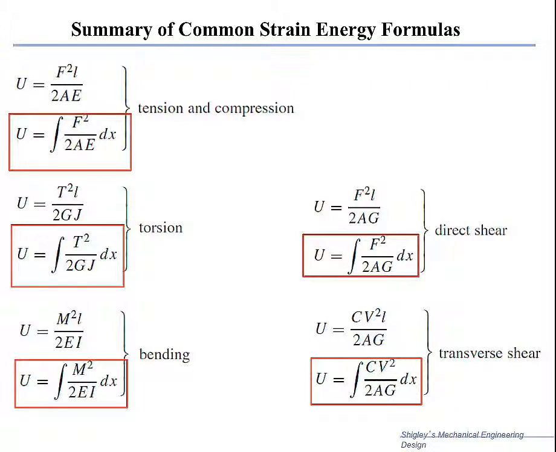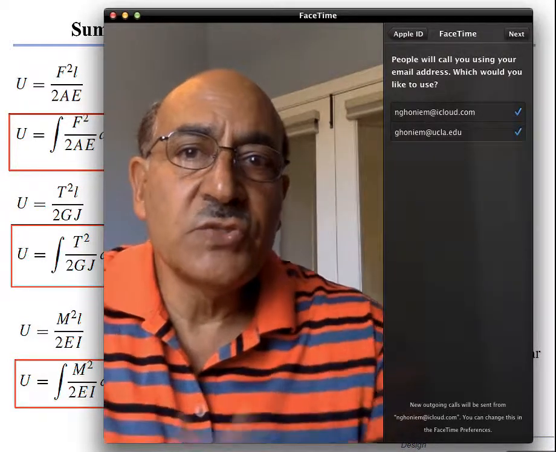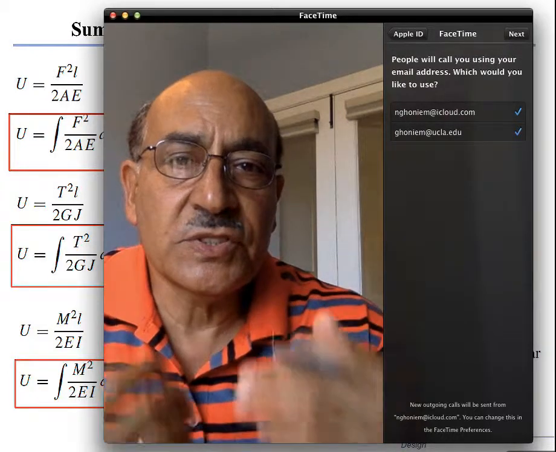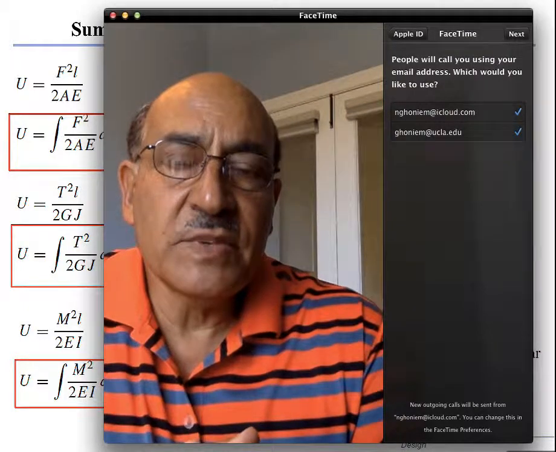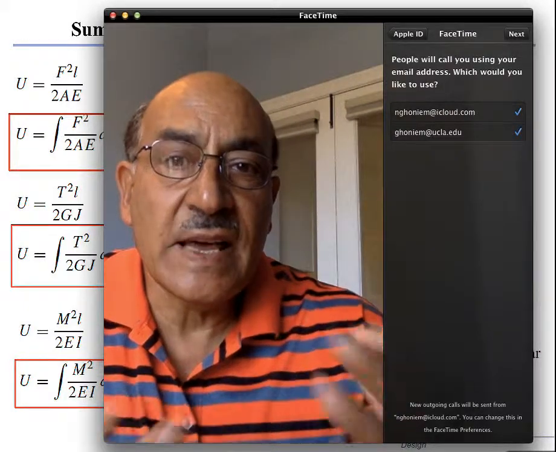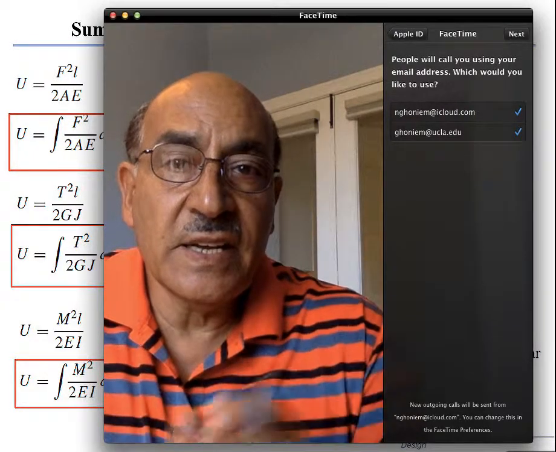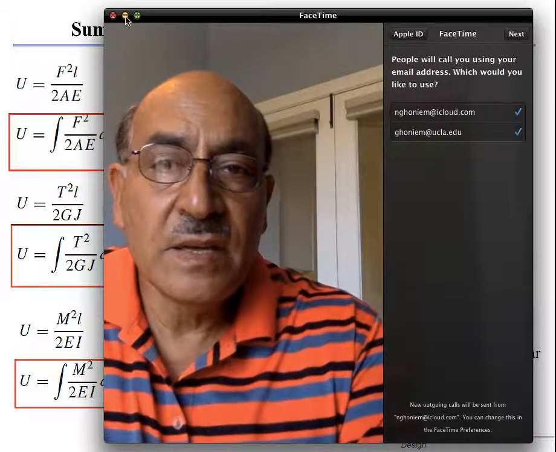And thus, we have all of the available formulas for us to compute the elastic energy stored in any member under tension, torsion, bending, or shear. And we can also think of that member, once we calculate the elastic energy stored, as a spring. So it's kind of storing the energy in there. So let's take a quick application before we end the lecture.